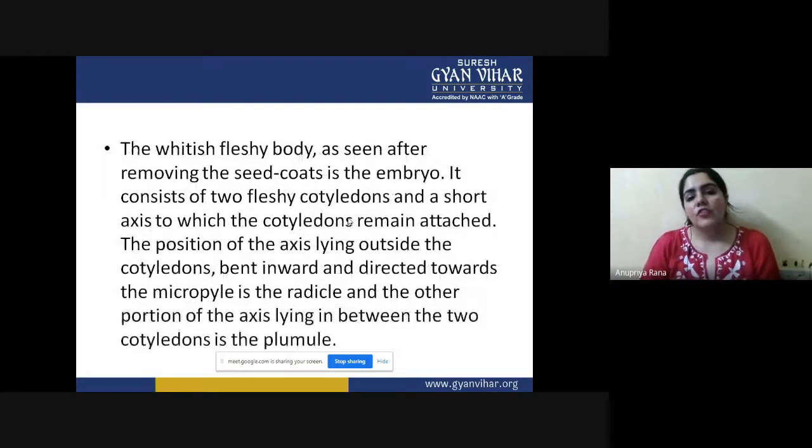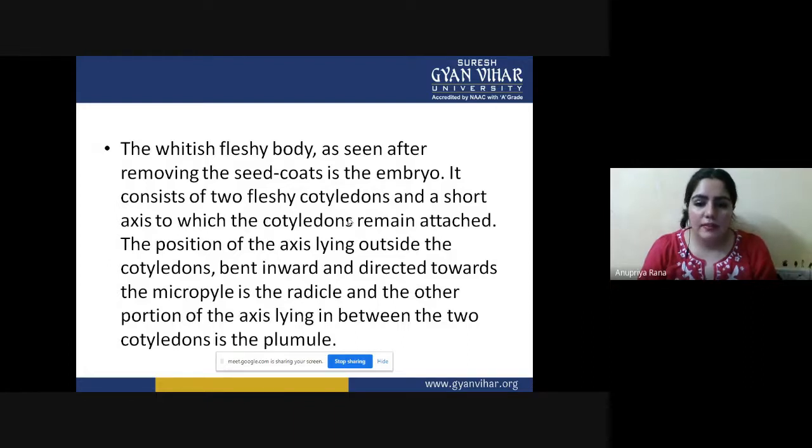The whitish fleshy body seen after removing the seed coat is the embryo. When we peel off the seed coat, the thing we see is the embryo. The embryo consists of two fleshy cotyledons and a short axis to which the cotyledons remain attached.